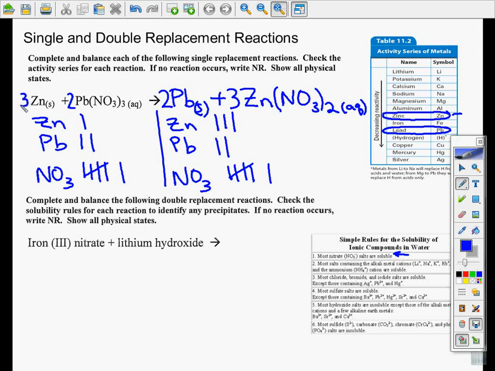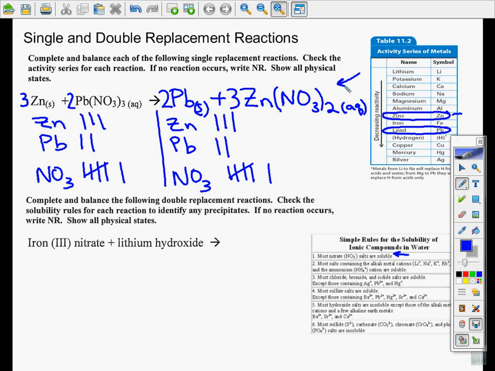Notice I left the elements that were by themselves for the end, and that will give me 3 zincs. So it balances quite easily. So that is in fact our final answer. It is the balanced equation represented here with all its states. So that's a single replacement. You've got to look at the activity series in order to determine.